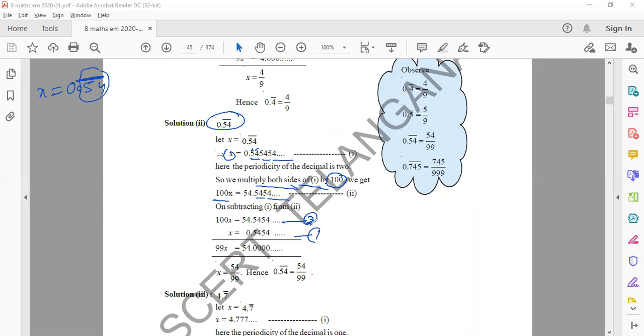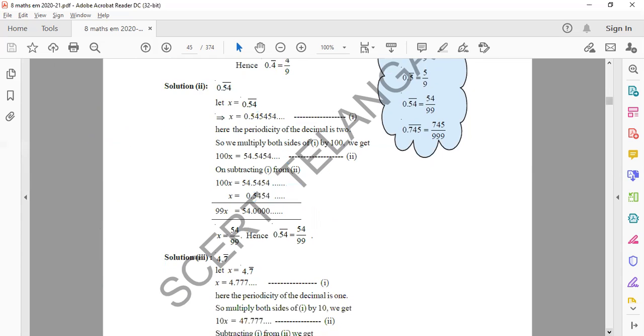This is equation number 2 and this is equation number 1. You can subtract. 54, 54 cancel. 54 minus 0, 54. 100 minus 1, 99. So 99x is equal to 54. You want x, so x is equal to 54 by 99. Answer is finished. Any doubt? Clear. Thank you.